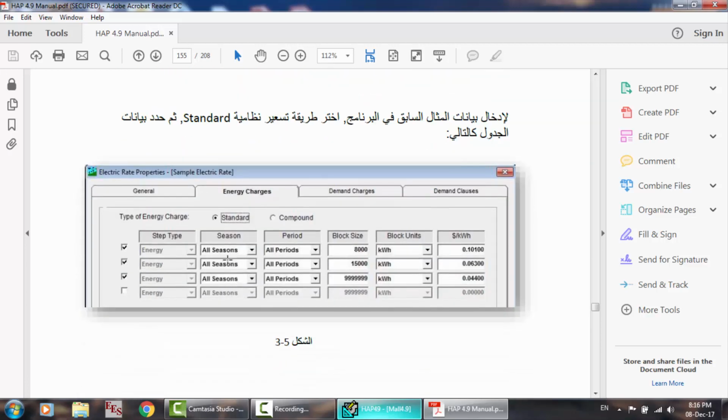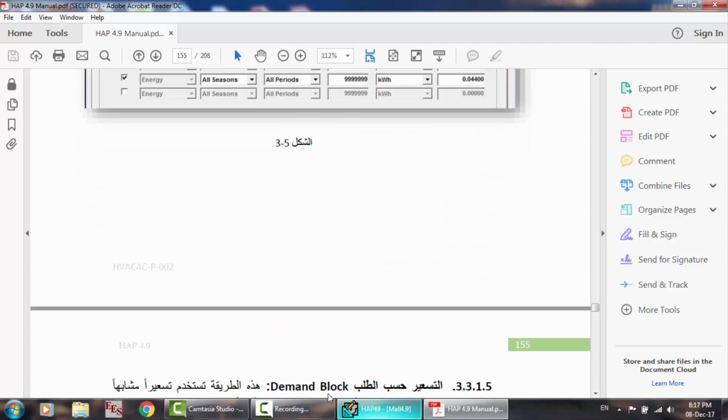So here, all seasons. Suppose that you have all seasons, and here all periods, of course. So here the block size is 8,000 kilowatt hour, and here the dollars, and 15,000 kilowatt hour, and for the last step you must make it 7 nines to tell HAB that this is the total, or this is the final step. Okay, and that's it.